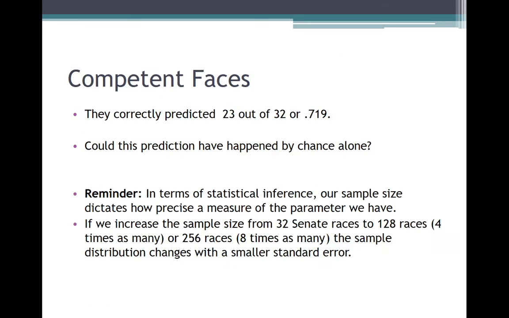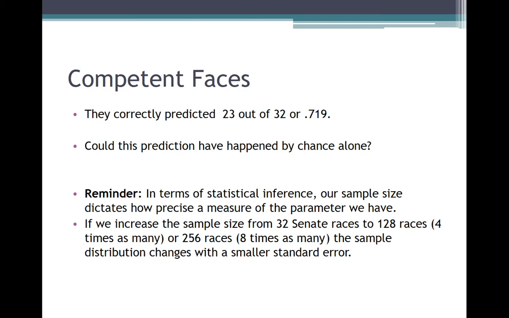So in this case, they picked out 23 out of 32, or 72%, of the correct winners. Could be a comment on our political system, maybe not. The question is, could this have happened just by chance alone? If it were chance alone, what should have been the prediction or percentage? 50, about 50%.